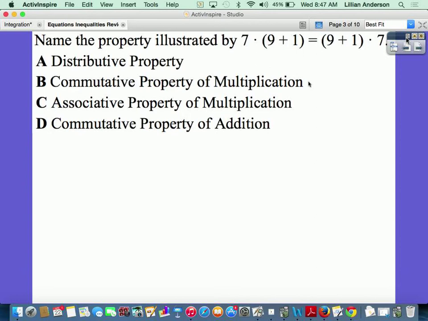Is it distributive? No. Because remember, distributive means we're actually carrying over, right? What about these here? Which one could it be? It's not D. Why is it not D? Because you're multiplying here, not adding. Very good. Now you're stuck. 50-50 chance. What do you think?